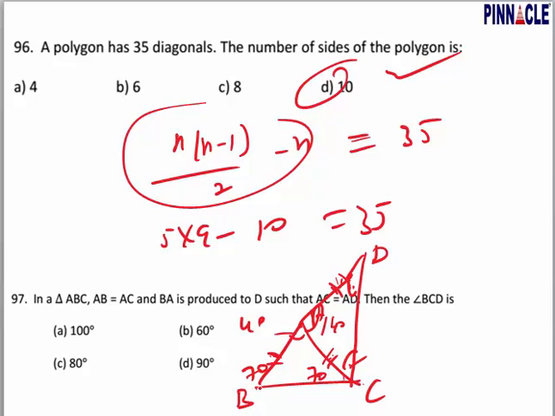We have to calculate BCD, that is 70 plus 20, that is 90 degrees. 90 degrees should be the answer. The answer is D.